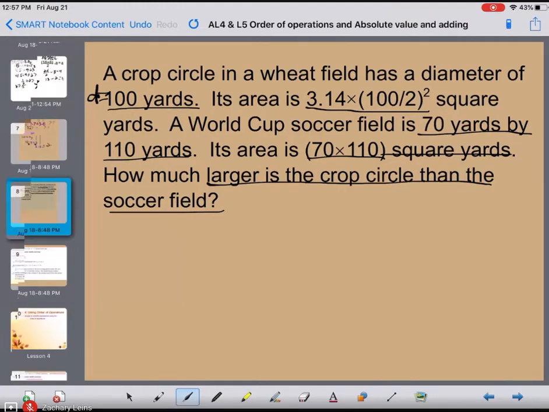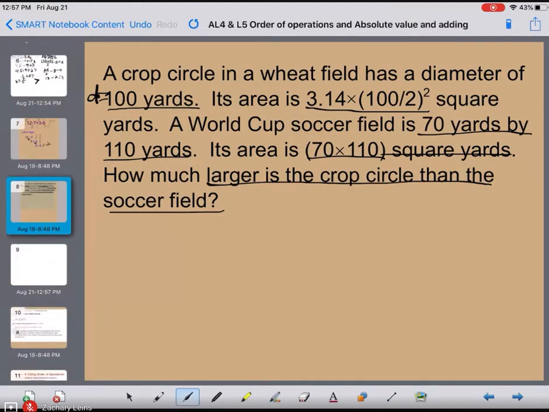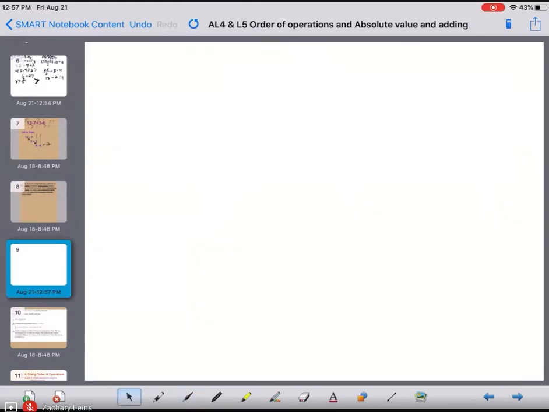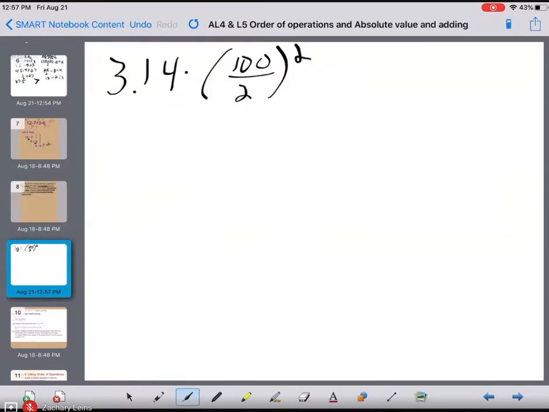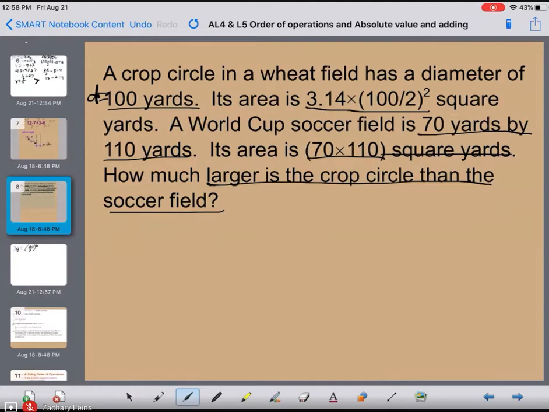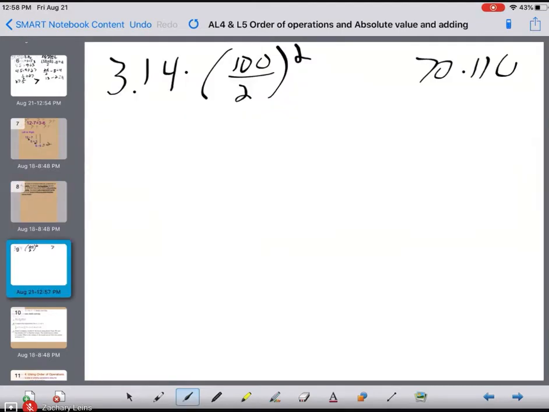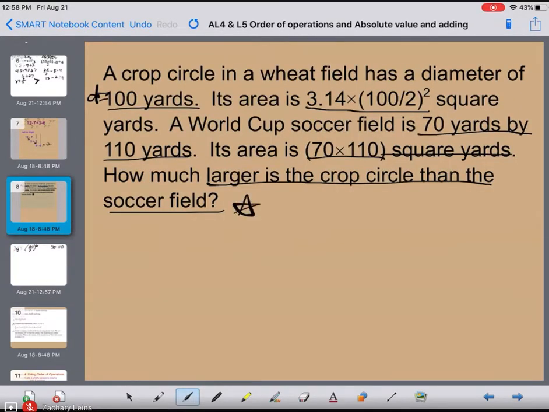So I'm just going to go ahead and open up a new page. Let's just go ahead and start comparing. With the crop circle, it's 3.14, and again, that number there comes from pi, all times 100 over 2, squared. And on the other side, we have 70 times 110. So again, I really like to identify what I'm given in a problem and what I'm looking for. So here, this is what I'm looking for: how much larger is the crop circle than the soccer field?